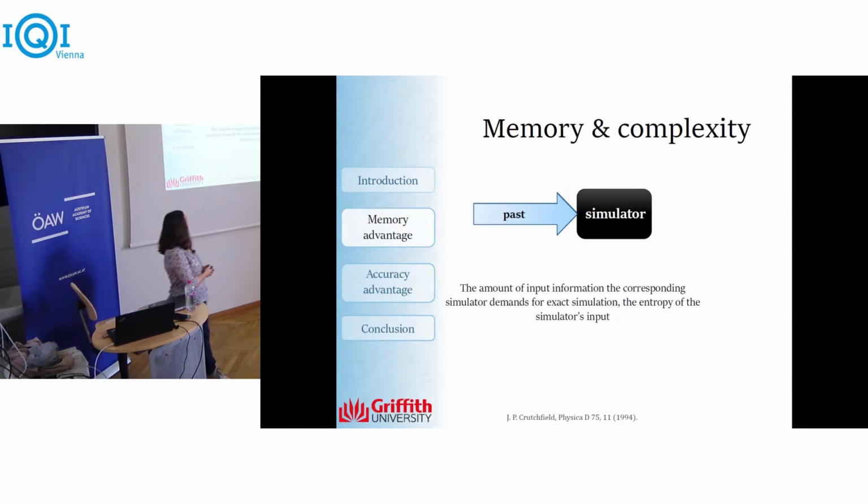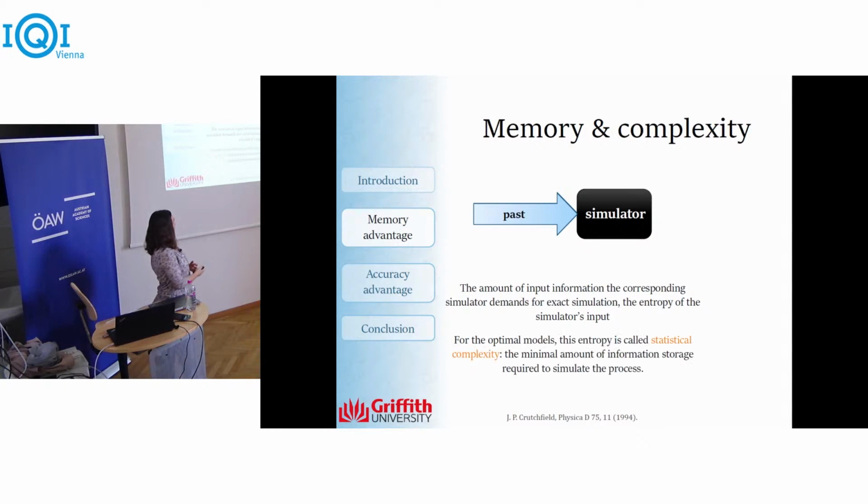Okay, so now we're looking at the amount of memory that's needed. So the amount of input information: if you've got some specific past, you need to initialize your simulator. So you need to take information from that past and encode it in the memory. And the amount of input information that the simulator demands for exact simulation, where you have perfect accuracy, is called the statistical complexity, so the entropy. And people think of it as a very fundamental property of the process itself, because this is optimized over all models. So people think of it as relating to the structure of the process.